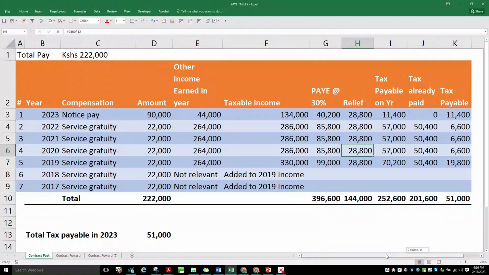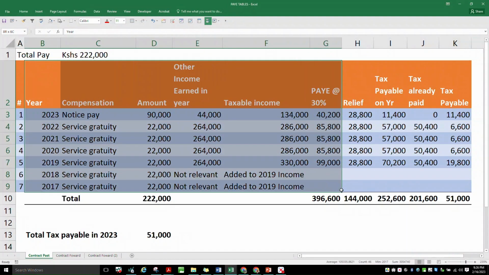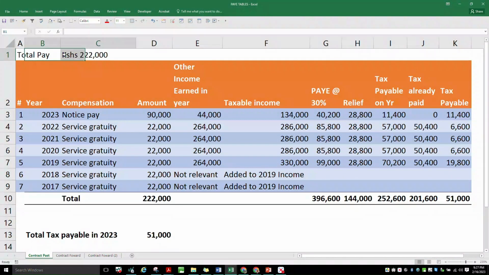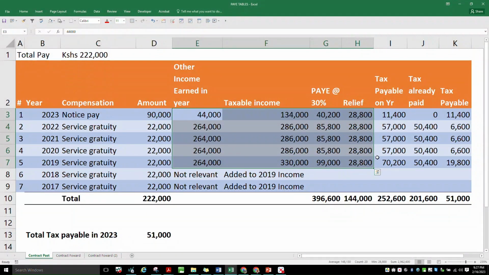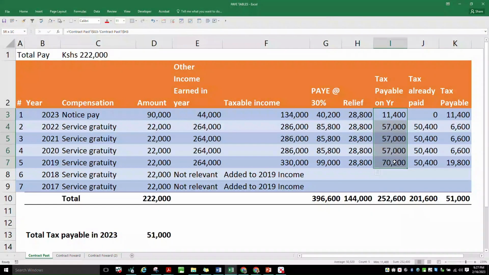Let us look at an example. If an employee is paid 222,000 Kenya shillings, made up of Kenya shillings 22,000 of gratuity per year for 6 years, and Kenya shillings 90,000 notice pay in year 2023, then the total payment of 222,000 Kenya shillings will be spread on the year it was earned and taxed on that particular year. The tax payable will be the difference between the tax payable when the income for each year is aggregated and that year's income tax rates are applied, then, less the tax already paid, since this was in the past.